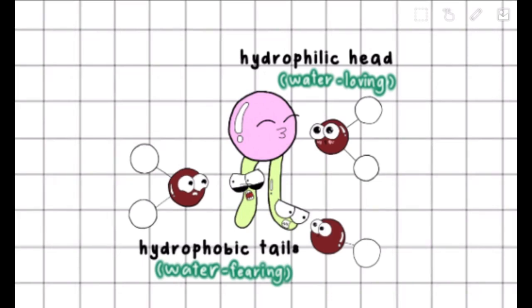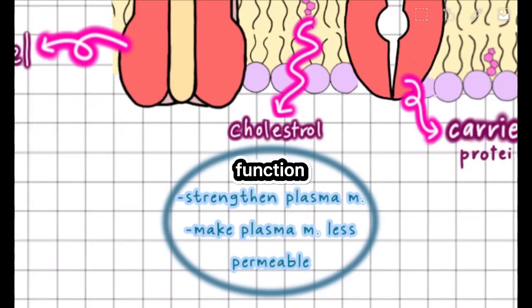Each phospholipid molecule consists of a hydrophilic head, which is water-loving or attracted to water, and a tail, which is water-fearing or repels water. Now, let's take a look at the function of cholesterol. Cholesterol makes the phospholipid bilayer stronger, more flexible and less permeable to water-soluble substances such as ions.